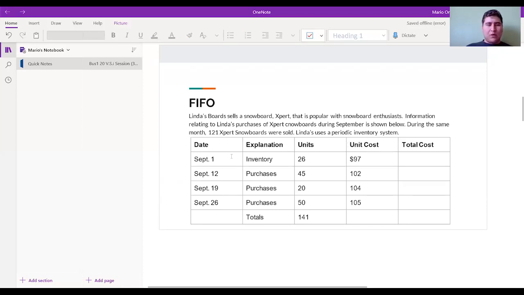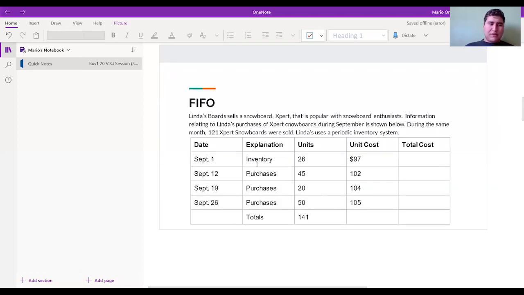So what's the first thing that we're going to want to do with this problem, given the information that we have? On September 1st, we have a beginning inventory of 26 units at a cost of $97 per unit. September 12th, we have a purchase of 45 units at $102 per unit. September 19th, a purchase of 20 units at a cost of $104 per unit. And on September 26th, a purchase of 50 units at $105 per unit.